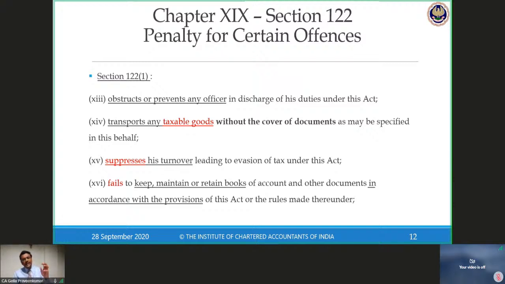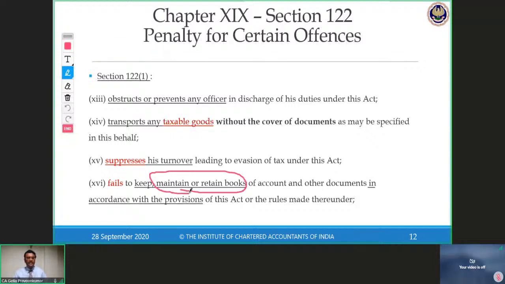Next, point number 16. Fails to keep, maintain or retain books of accounts and other documents in accordance with the provisions of this Act or rules made thereunder. I'll give an example. Sir, I'm a transporter. I have failed to maintain or retain books. Can the GST officer punish me, saying that I have committed an offence?